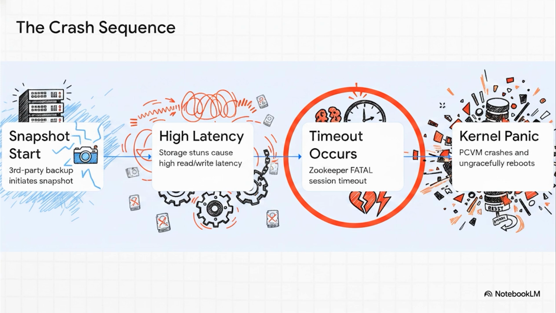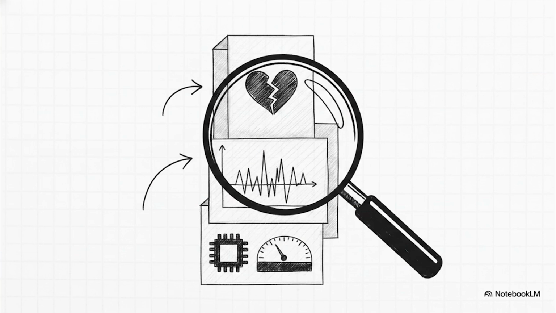And finally, Step 4. This massive loss of internal coordination and high latency triggers a full-blown kernel panic. The PCVM just completely crashes and reboots. Now, as an admin, knowing where to find the proof is everything. You'll want to check these specific logs located in the /home/nutanix/data/logs directory.